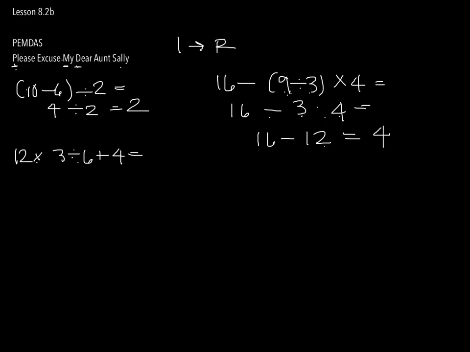Okay, so 12 times 3 is 36 divided by 6 plus 4. Now we're going to do division, because division comes before addition. 36 divided by 6 is 6 plus 4 is equal to 10. Alright, so that's kind of when we're given the information. The next part of this video is when we have to figure out how do we get to a number.